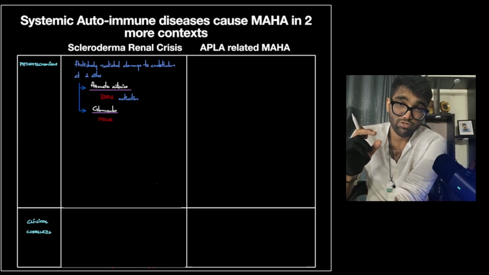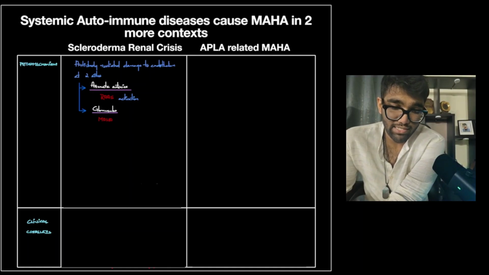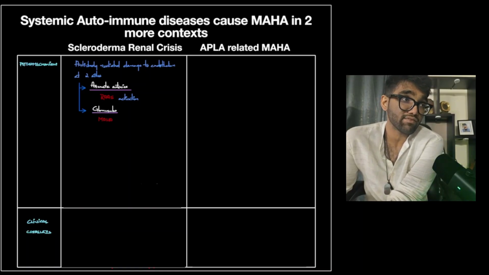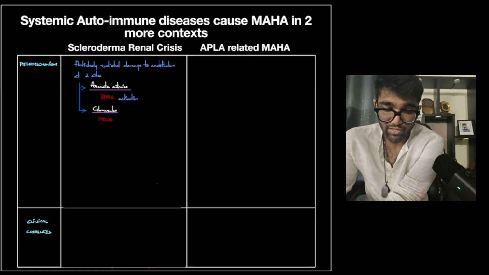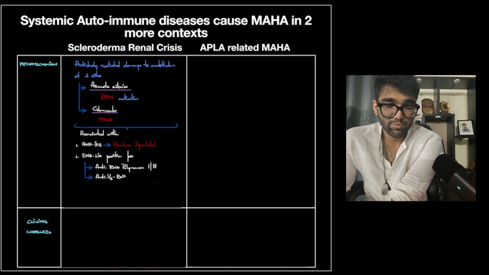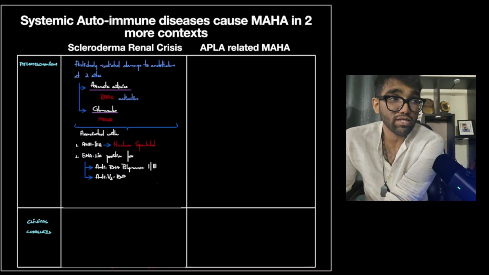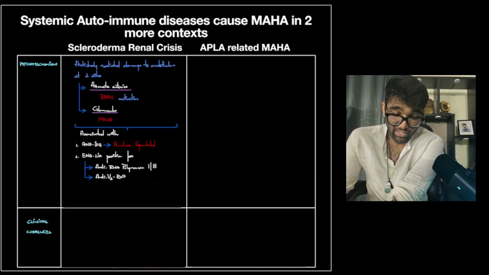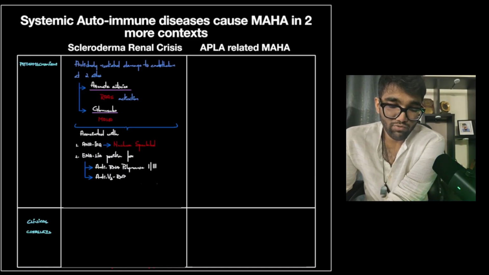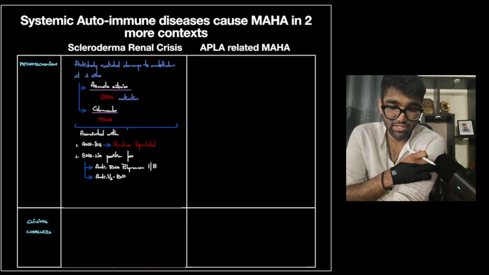It is thrombosis of the afferent arterioles, or the arcuate arterioles, resulting in very significant RAS activation and significant hypertension, and with microangiopathic hemolytic anemia on the biopsy, in the glomerulus.